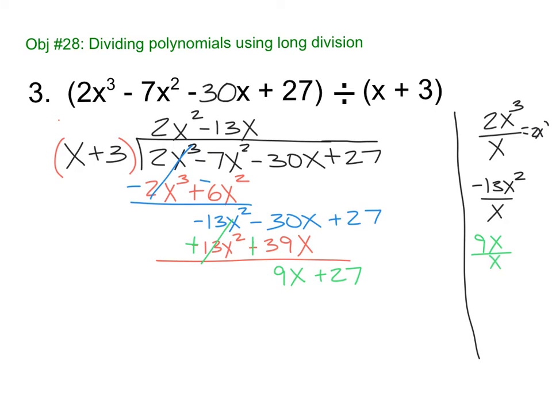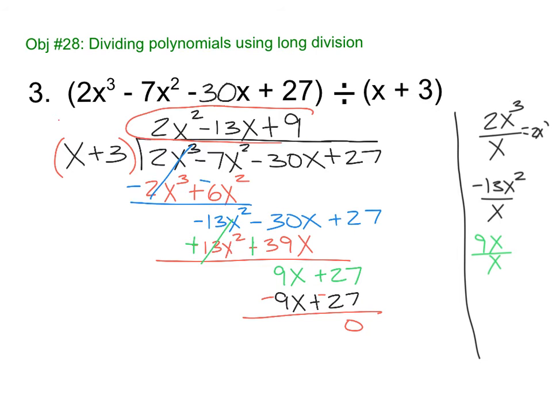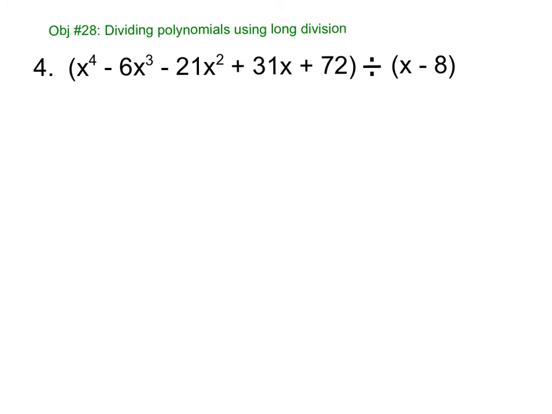9x divided by x is 9, distribute, change the sign to subtract, remainder of 0. So this is my answer.